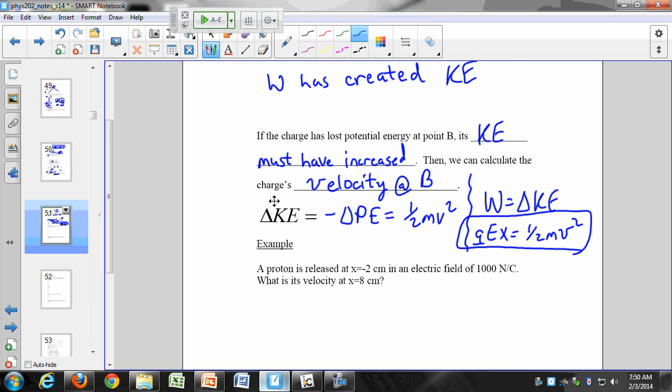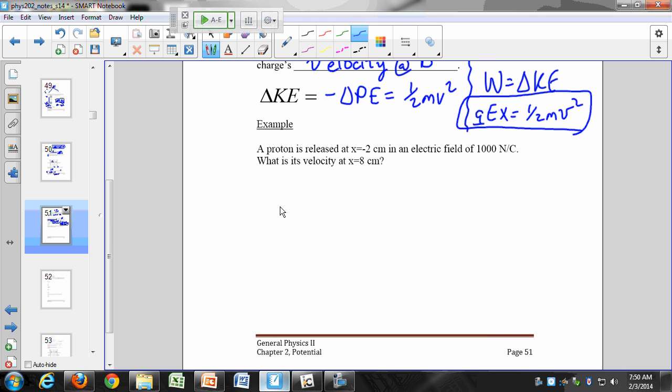All right. Let's just try a simple problem. A proton is released at -2 centimeters in an electric field of 1,000 newtons per coulomb. What is its velocity at x equals 8? Why don't y'all try that? Just take a couple minutes to get started. Remember to convert your distance to meters, and be careful on what your delta x is, because it's going from -2 to 8. So what is its total distance?